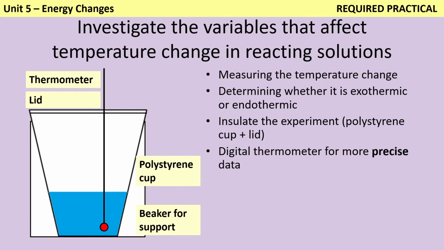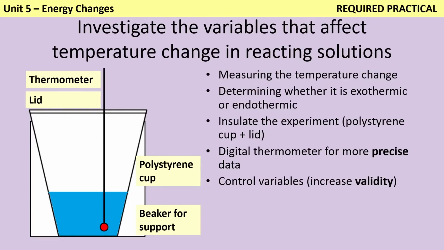You could talk about the fact that if you use a digital thermometer rather than one that's got coloured alcohol in it, then that's going to allow you to have more precise data. And this is a classic example of a practical where you need to talk about having control variables in order to increase the validity of your experiment. So things like the volume of the reacting substances needs to remain the same.